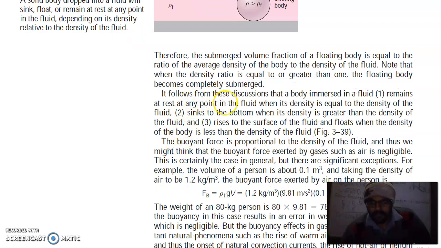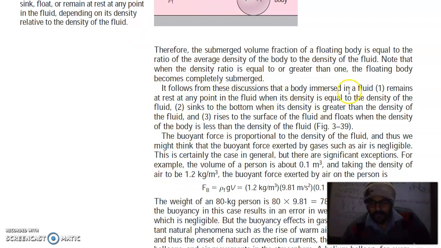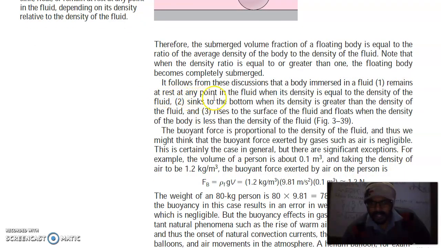It follows from this discussion that a body immersed in a fluid remains at rest at any point in the fluid when its density is equal to the density of the fluid. It will sink to the bottom when its density is greater than the density of the fluid, and rise to the surface of the fluid and float when the density of the body is less than the density of the fluid.